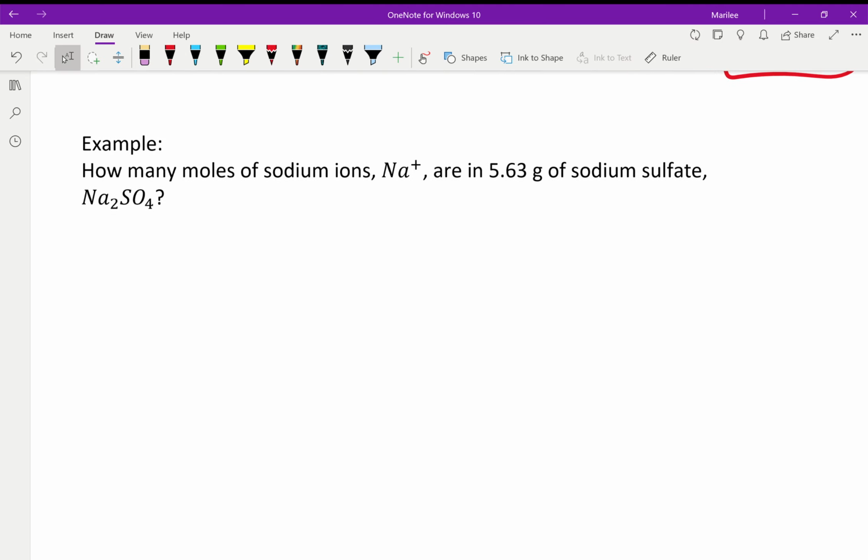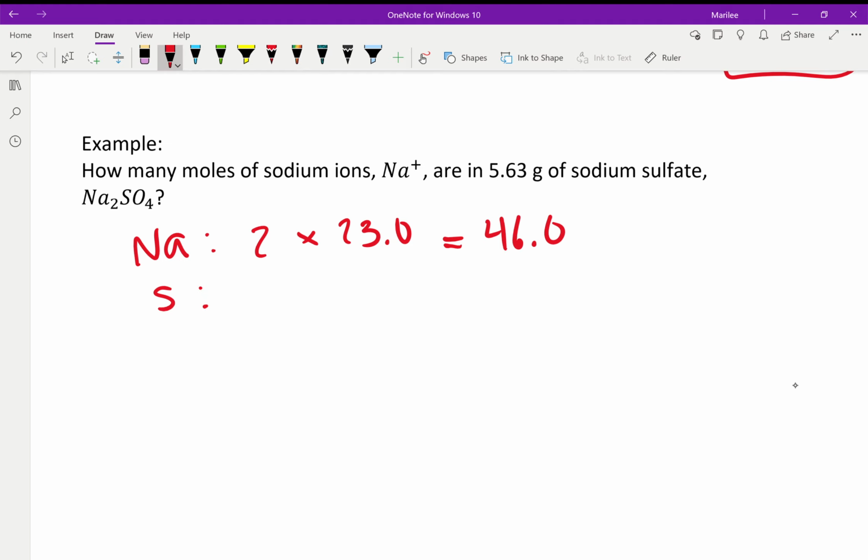Another example here. How many moles of sodium ion Na+ are in 5.60 grams of sodium sulfate, Na2SO4? So first, we need to calculate the molar mass of Na2SO4 to get our conversion factor. For Na, we have 2 Na's times 23.0, that'll give us 46.0.